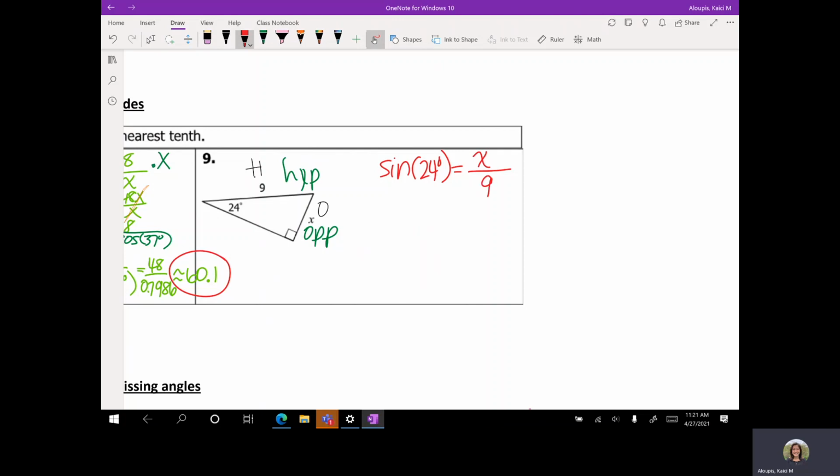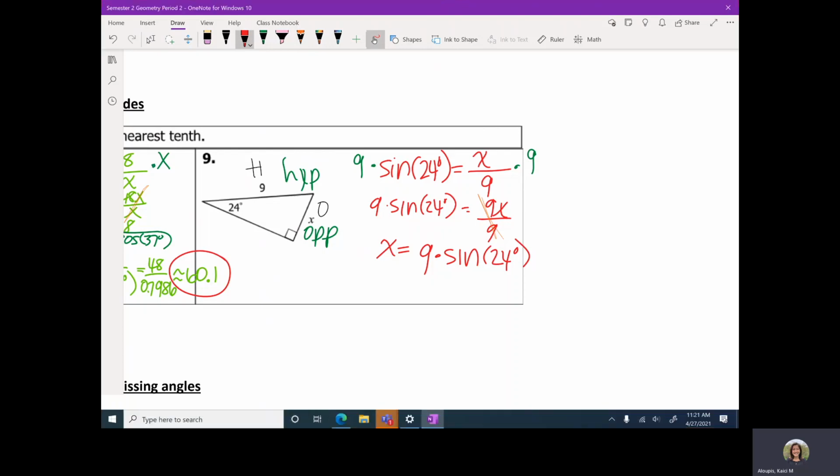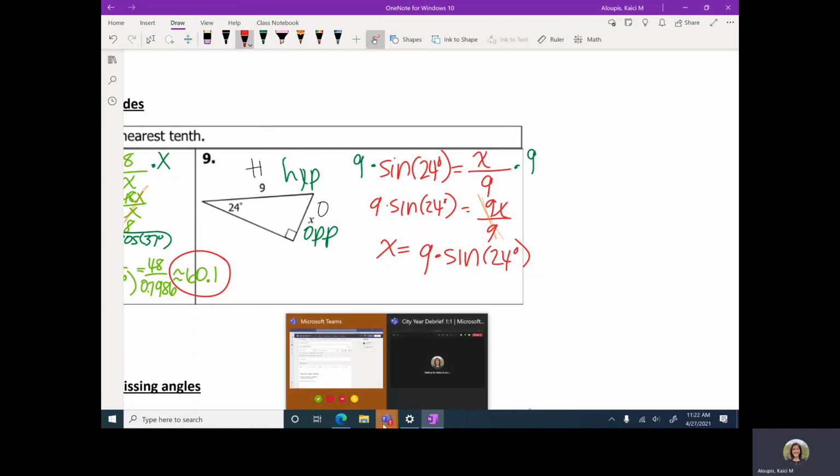To find the value of x, we're going to multiply both sides by 9 to get rid of the 9 that's dividing x. So then we have 9 times sine of 24 degrees is equal to 9x over 9. Those two 9s will cancel out. So now all we have is x is equal to whatever 9 times sine of 24 degrees is. Super. All right. So I've showed you how to use the trig table, and I've showed you how to use the online calculator.